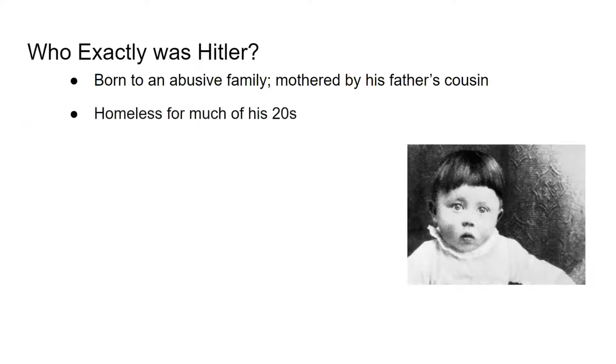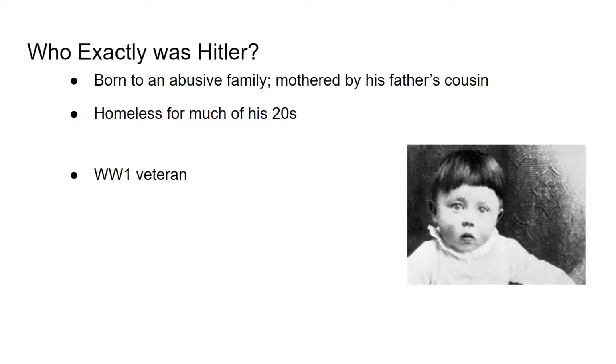Then, as many of you know, the famous story, he failed to become an artist. He wasn't really able to get a job, so he was homeless for much of his 20s. He lived on the streets of Vienna. And then he went on to fight in World War I. And the guy was so passionate in his German nationalism that even though he was living in Austria and he was supposed to enlist in the Austrian military, he moved to Germany so that he could enlist in Germany.